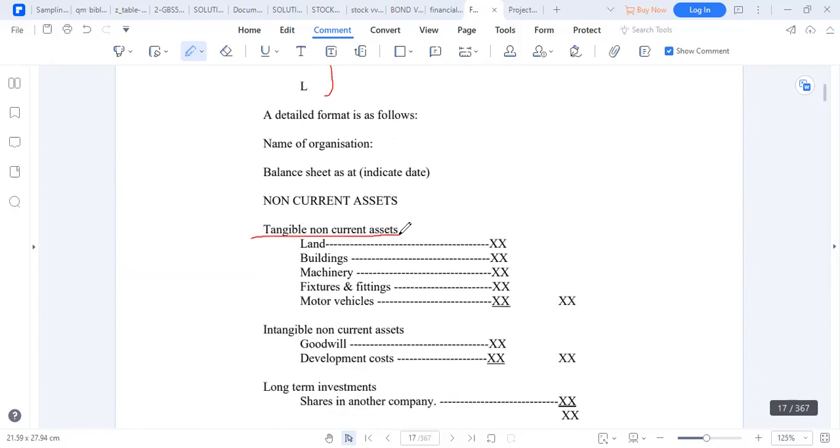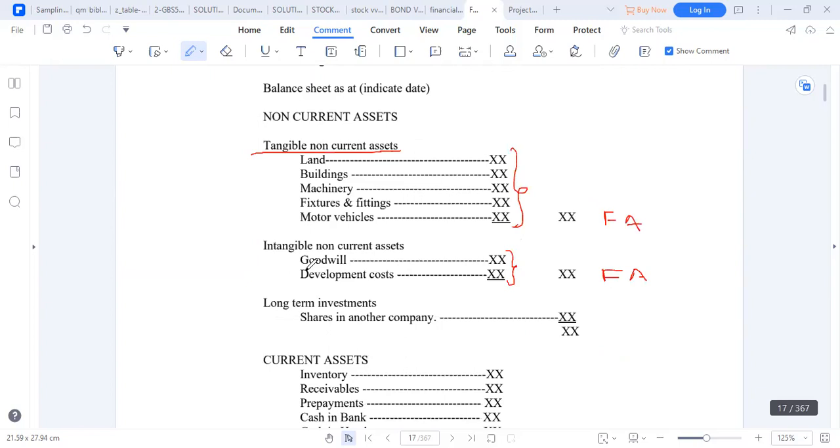We start with the fixed assets, which include land, buildings, fixtures, and fittings. When you total them up, this is our total fixed assets, which are tangible. Other fixed assets, which are intangible, are goodwill and development cost. These ones are fixed assets. We also have long-term investments like shares in another company. These are also fixed assets. So this is a total of the fixed assets that we have.